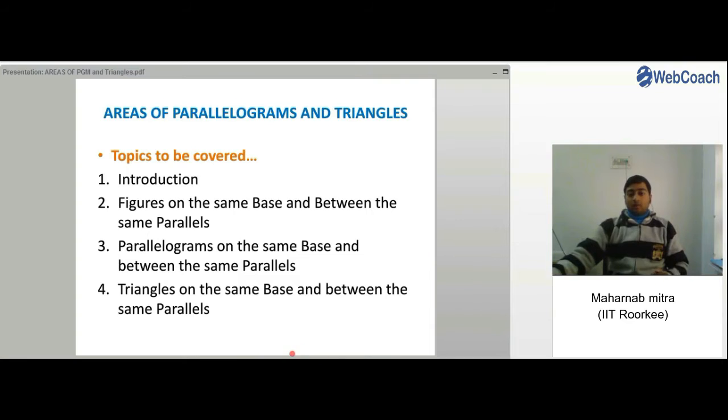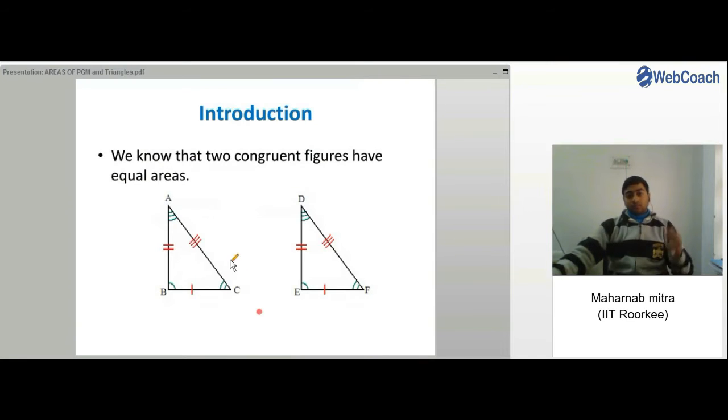So let us start off with the introduction. Now we all know that two congruent figures have equal areas, right? Like here it is shown triangle ABC and triangle DEF have equal areas, because they can overlap onto each other. But the converse is not always true, right?